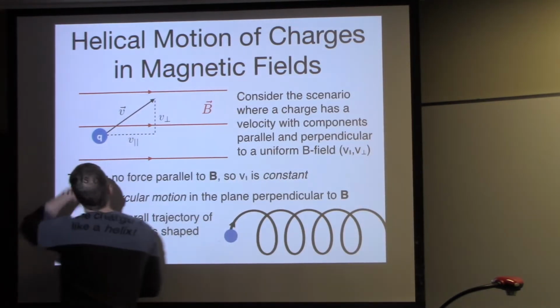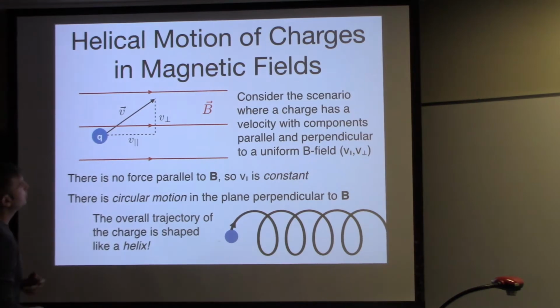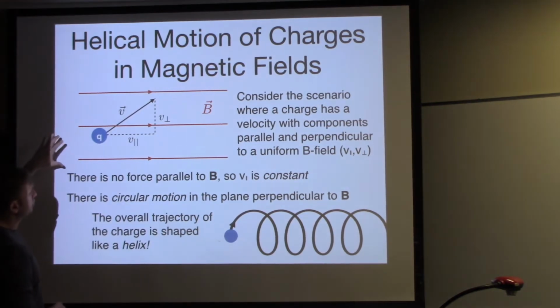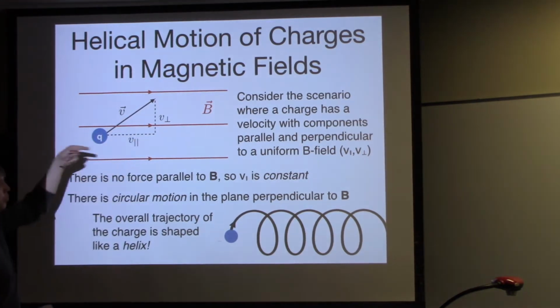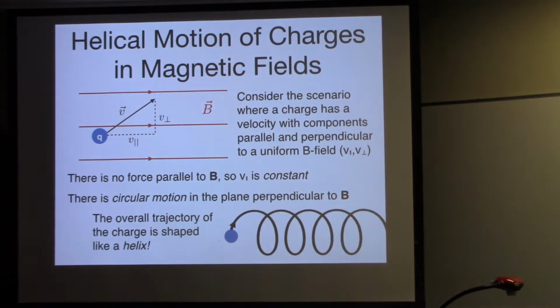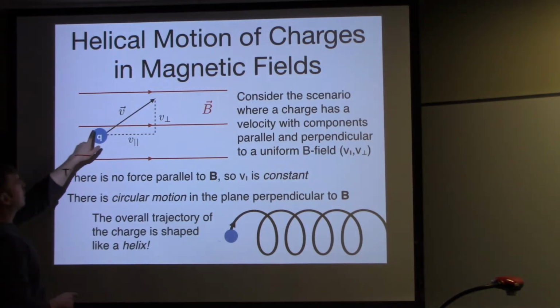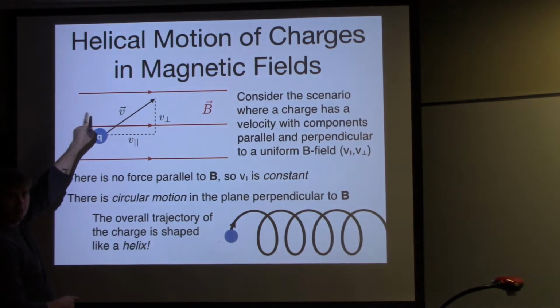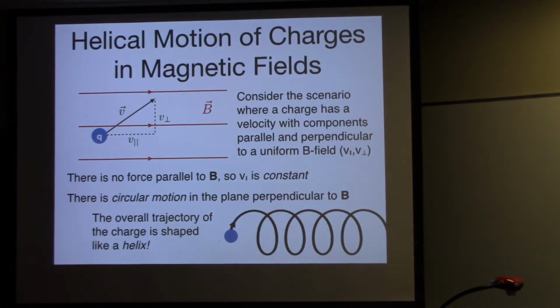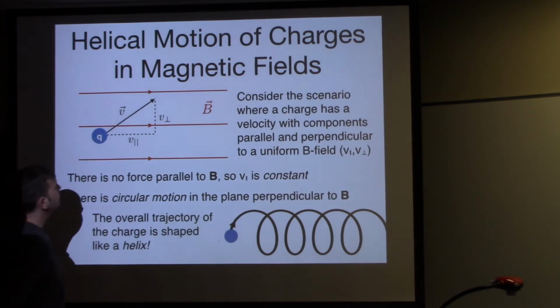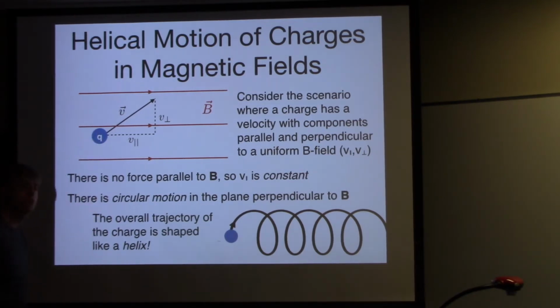Let's say I have a charge Q, and I have a magnetic field, shown in the red lines here, pointing straight to the right. But instead of having my velocity go perpendicular to those magnetic field lines, I'll just have it go at some random angle that's not necessarily perpendicular, like this. So now we have a scenario where the velocity has components.